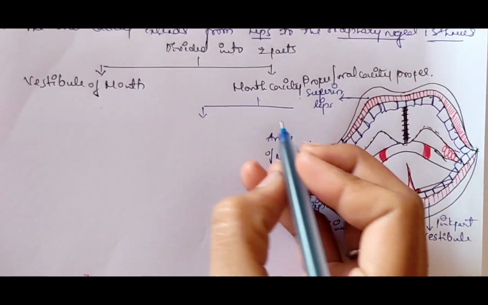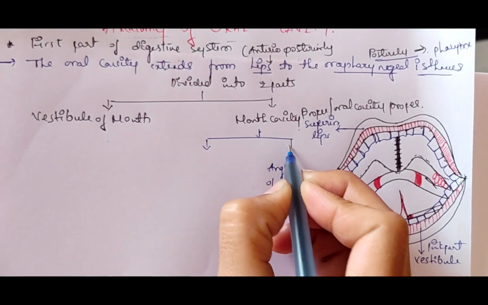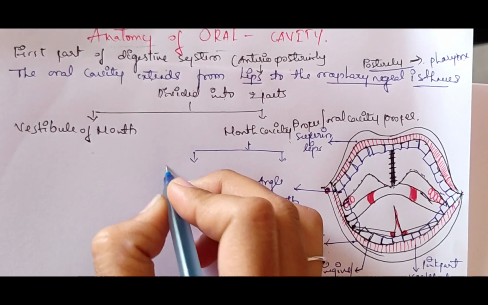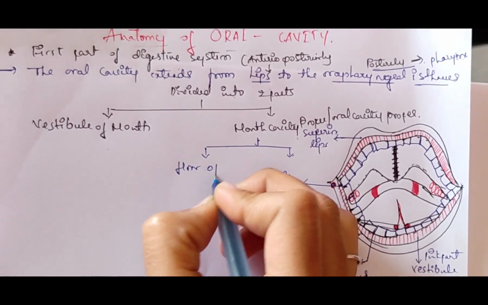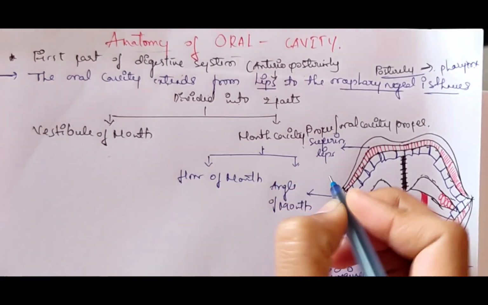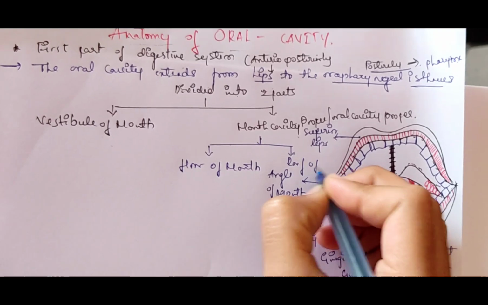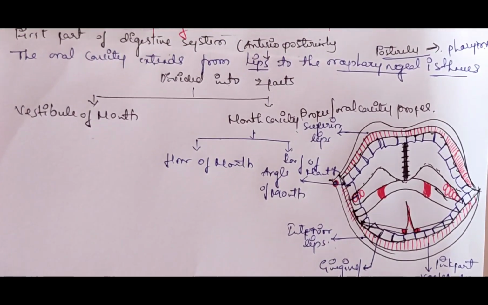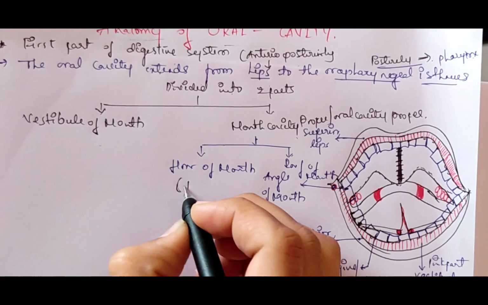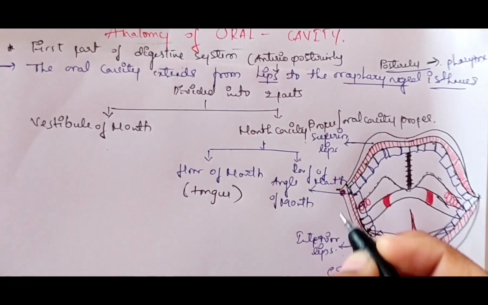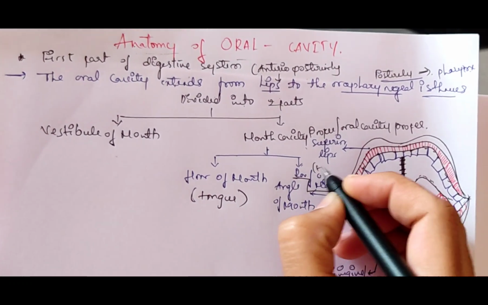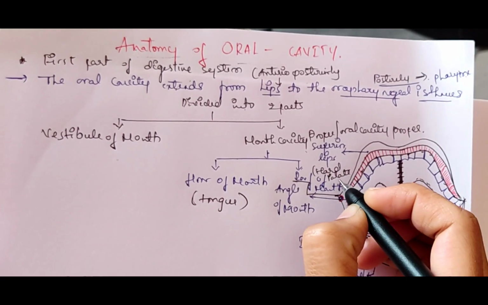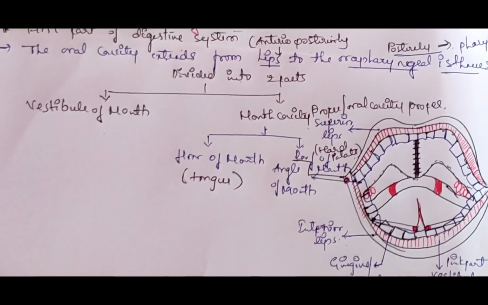The mouth cavity proper is divided into two parts, that is the floor of mouth and the roof of mouth. Here the floor of mouth is nothing but the tongue, and the roof of mouth is nothing but the hard palate.